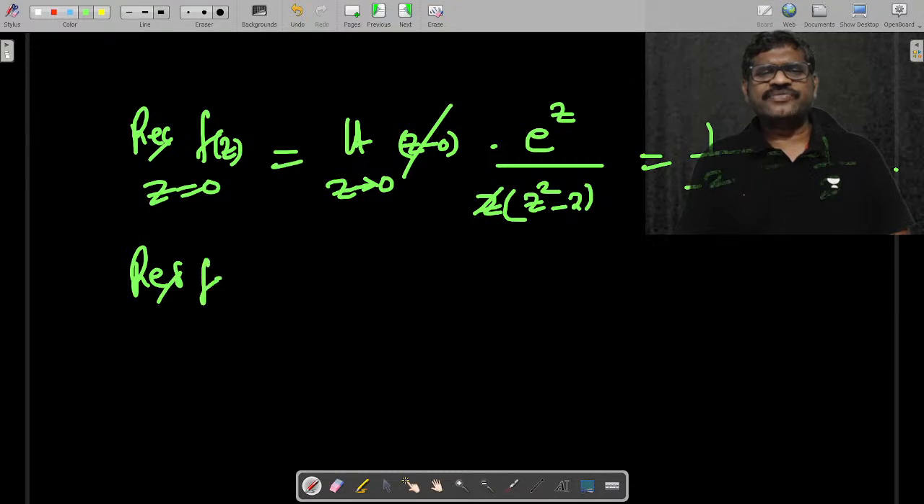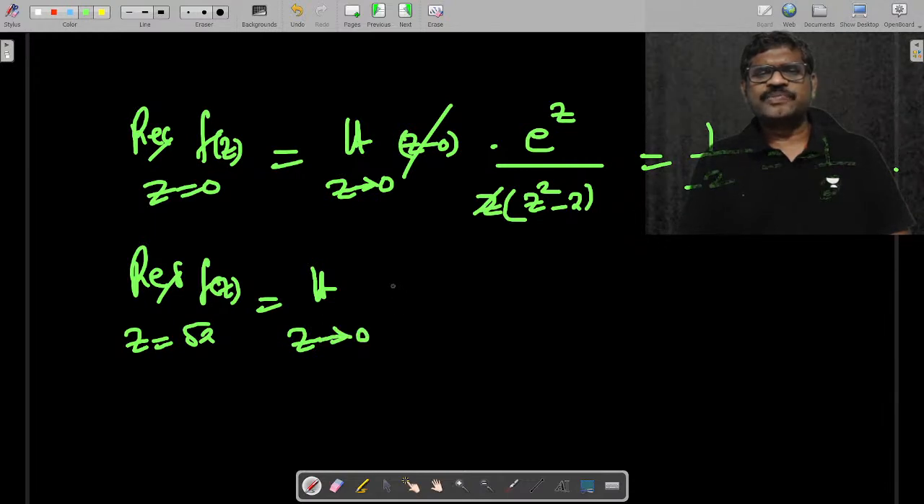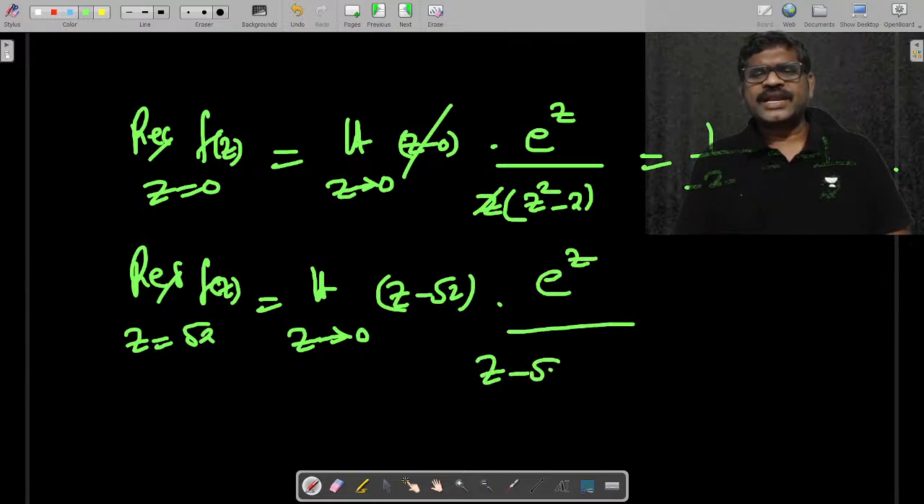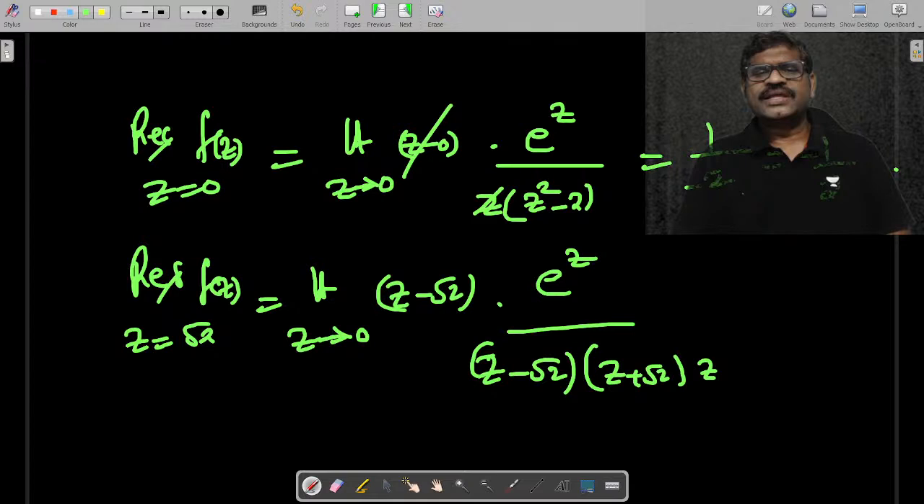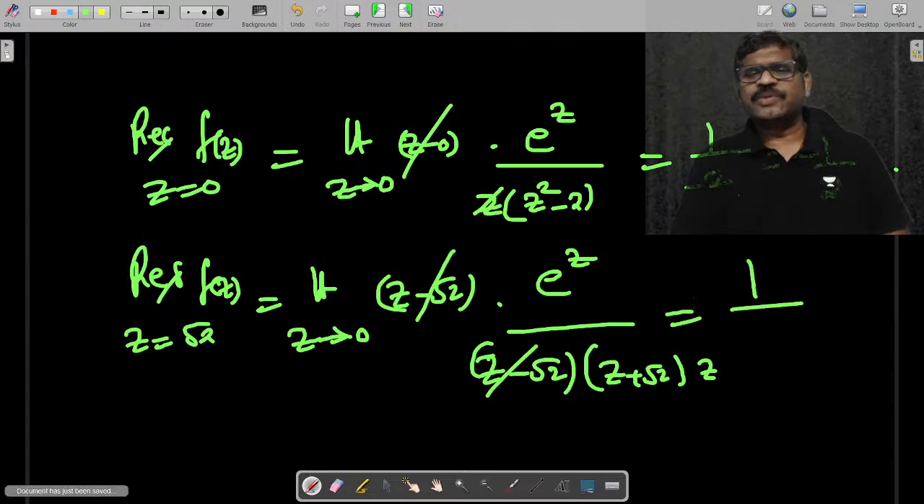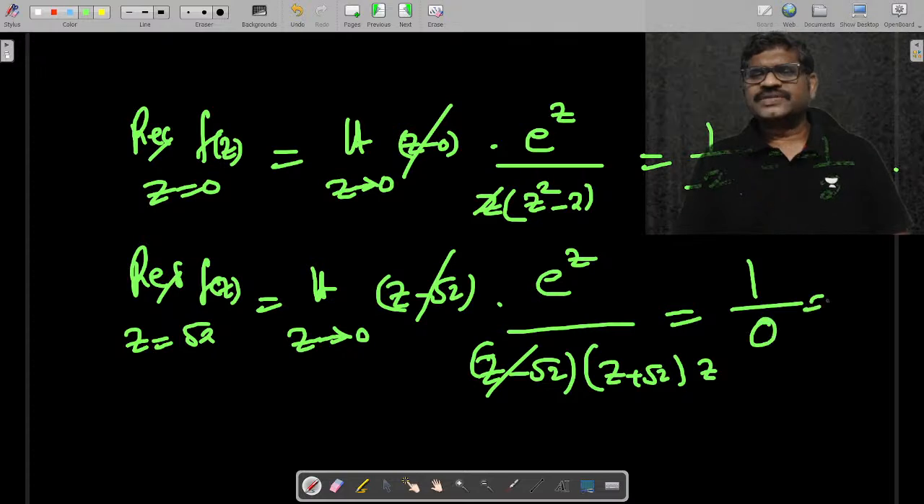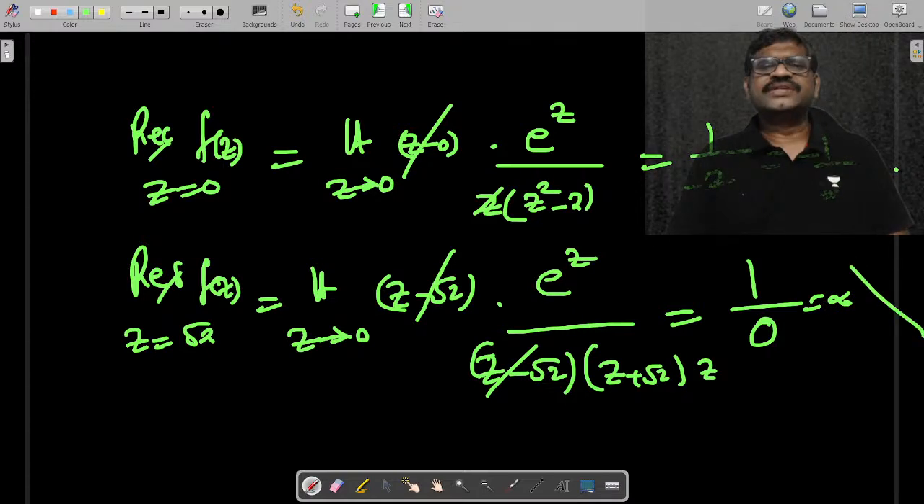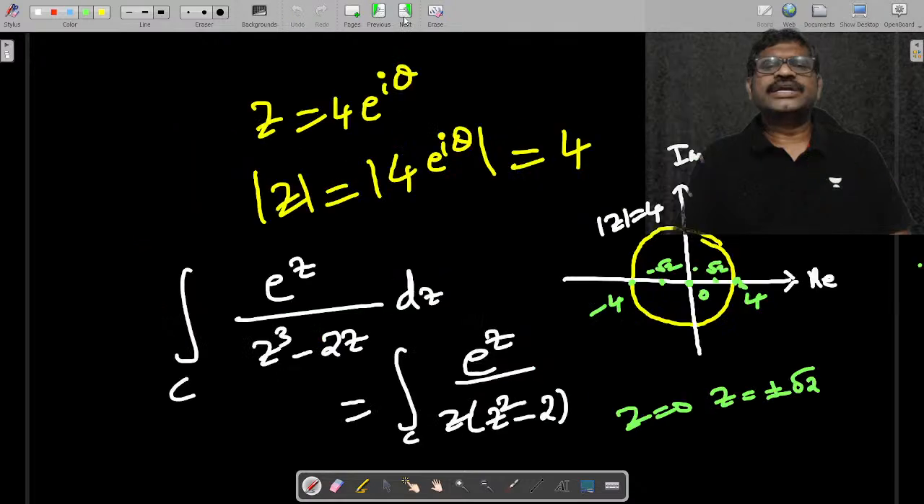Next, the residue of f(z) at z equal to plus root 2: limit of (z minus root 2) into e^z by (z minus root 2)(z plus root 2) z. Z minus root 2 cancels, and e^0 is 1, 1 by getting 0, that is infinite. The problem is that the denominator is z^3 minus 2z^2.